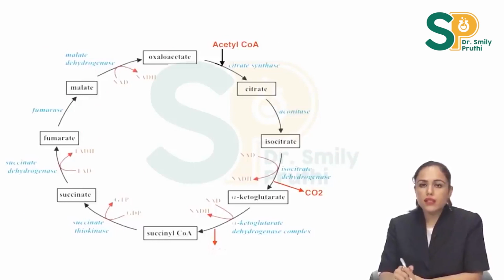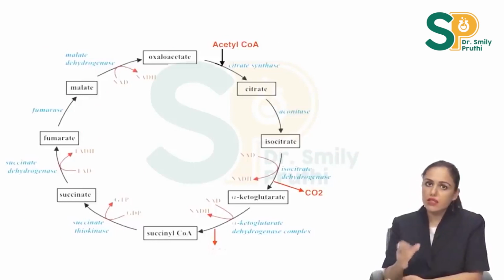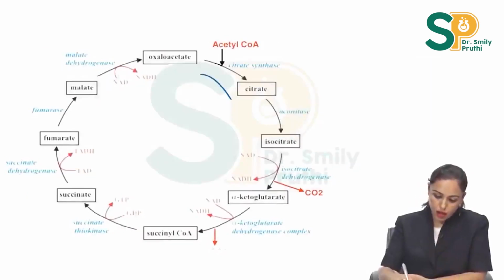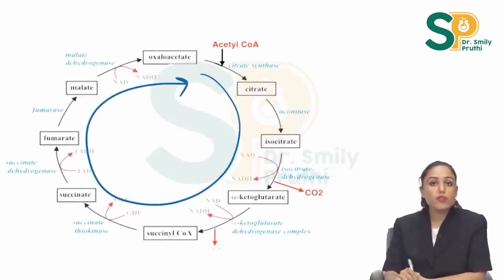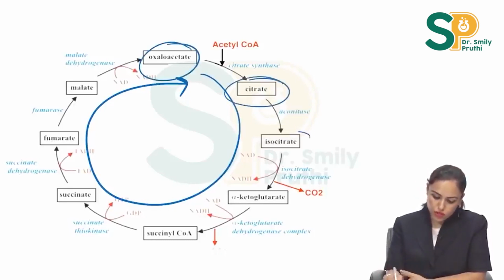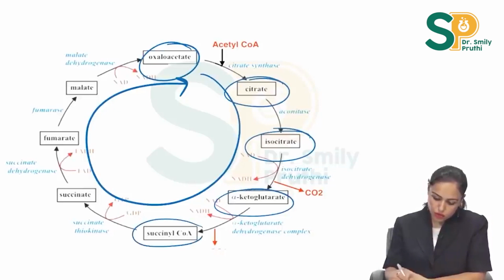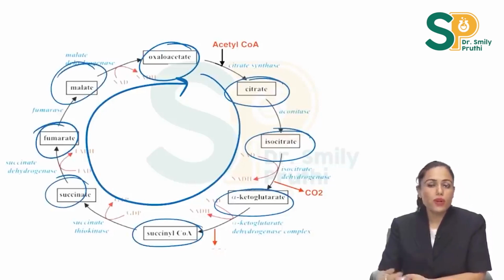Now let's again see TCA cycle with the eagle's eye view. That is, see what is happening. The substances I have written in the circular form are intermediates of TCA cycle: oxaloacetate, citrate, isocitrate, alpha-ketoglutarate, succinyl-CoA, succinate, fumarate and malate. They all are intermediates of TCA cycle, but acetyl-CoA is not the intermediate of TCA cycle.